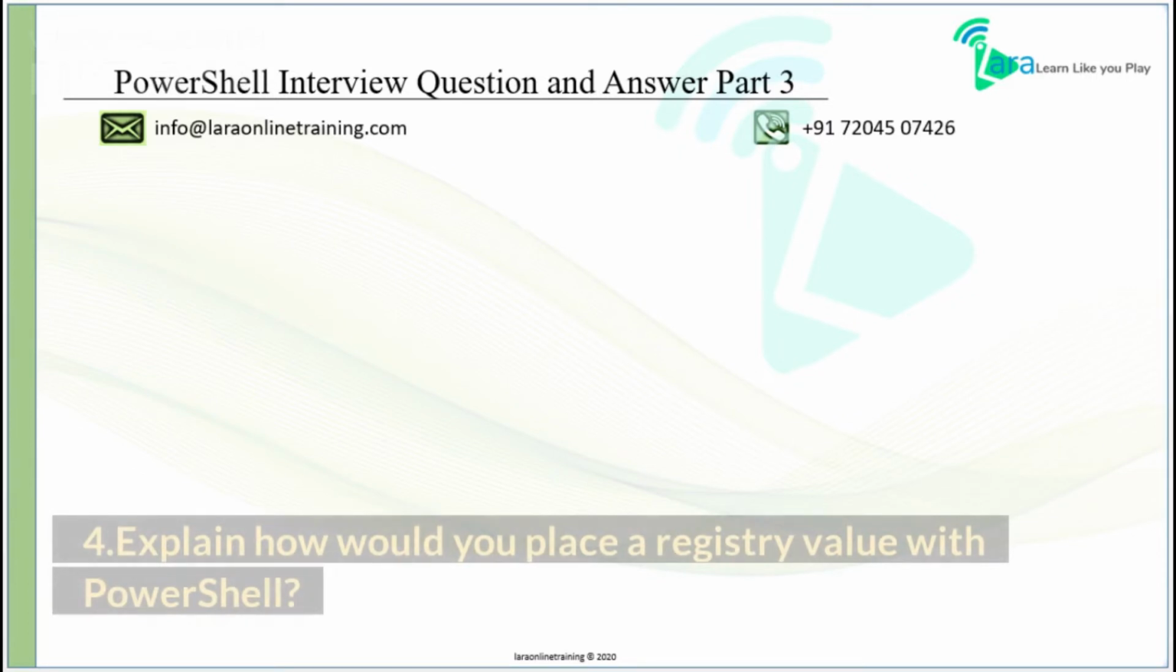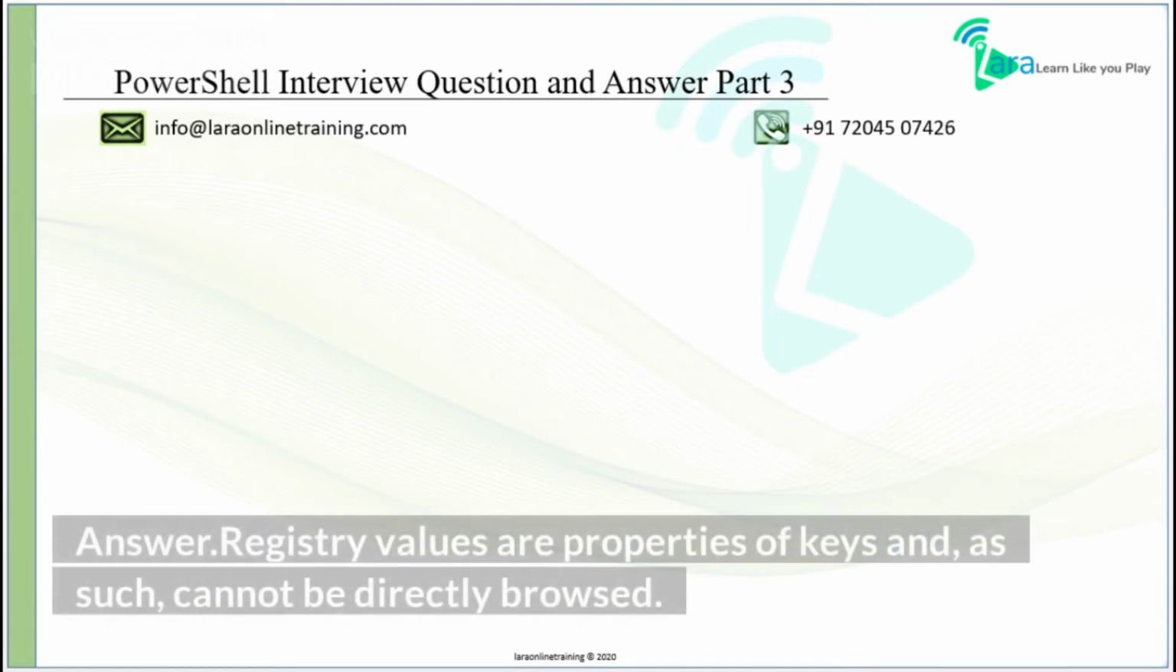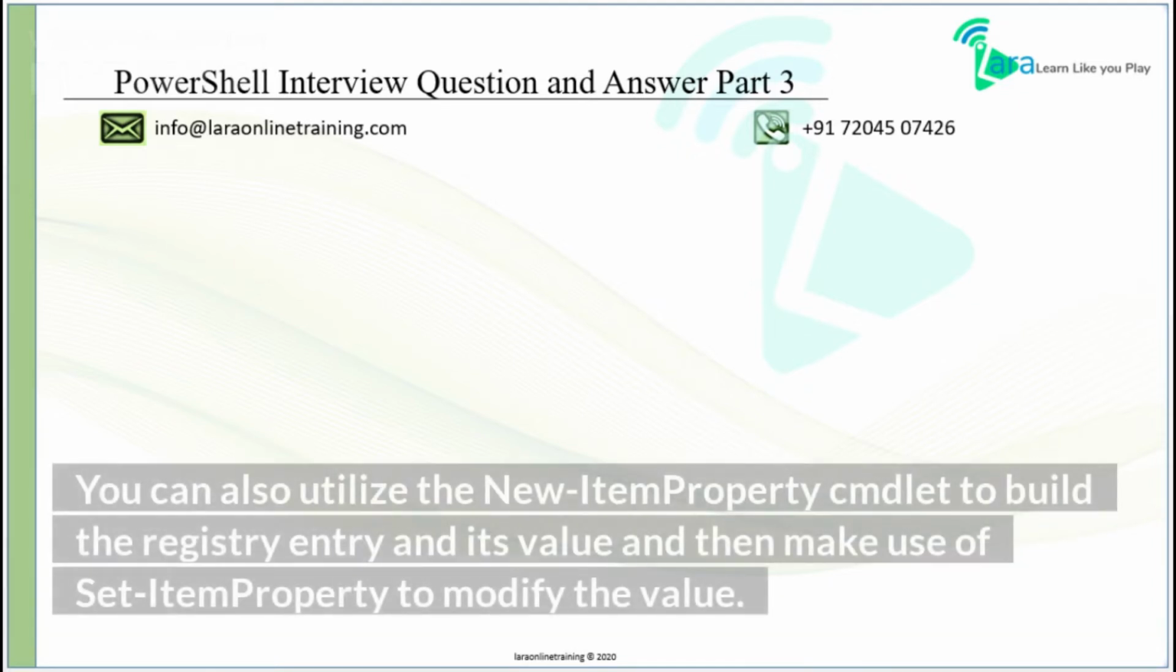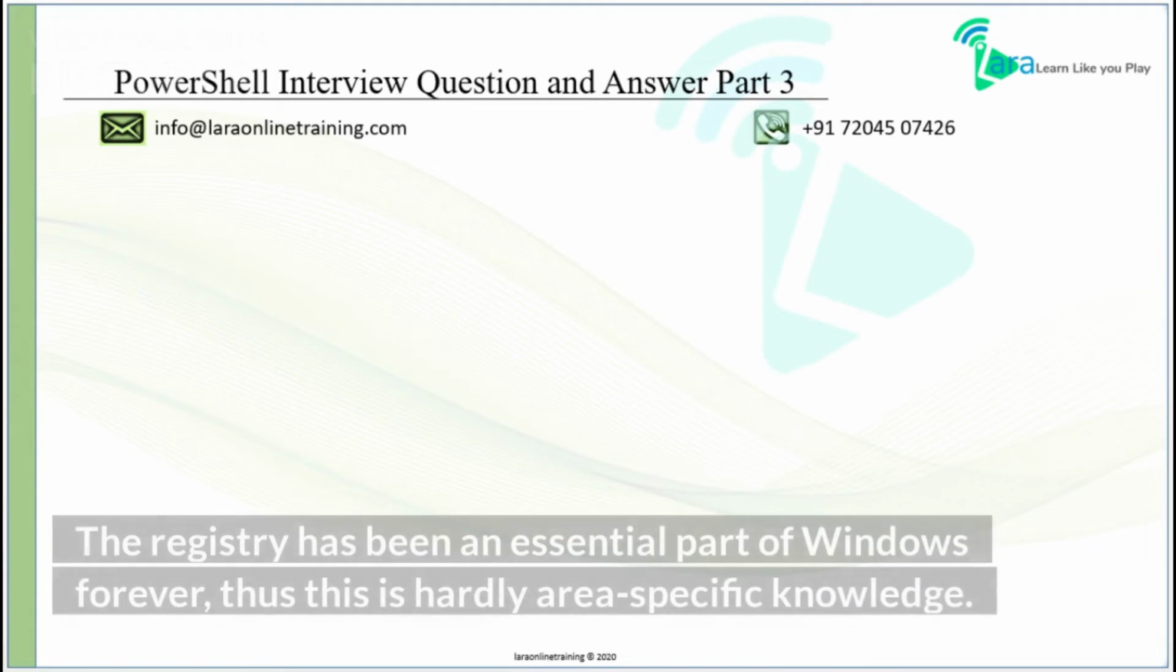4. Explain how would you set a registry value with PowerShell? Answer. Registry values are properties of keys and, as such, cannot be directly browsed. This requires us to understand that there are no registry-specific cmdlets, so we have to utilize the registry provider and Set-ItemProperty. You can also utilize the New-ItemProperty cmdlet to build the registry entry and its value and then make use of Set-ItemProperty to modify the value. The registry has been an essential part of Windows forever, thus this is hardly area-specific knowledge.